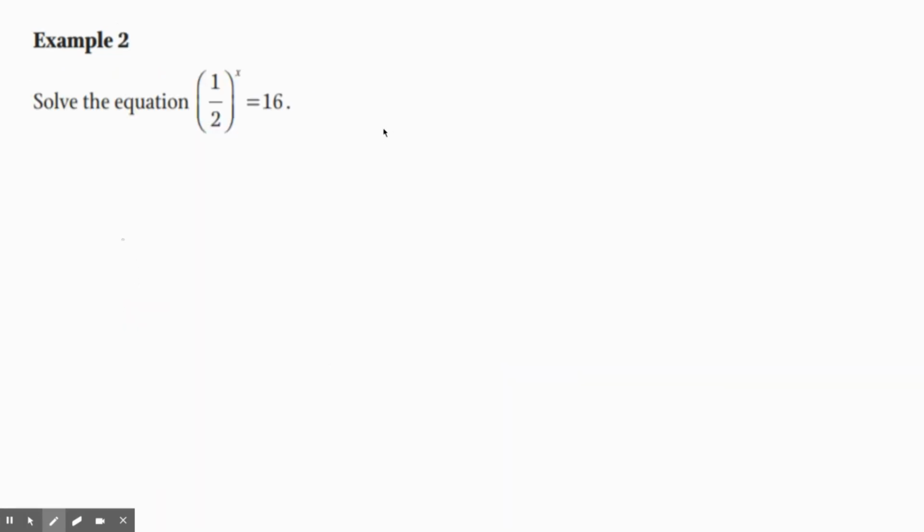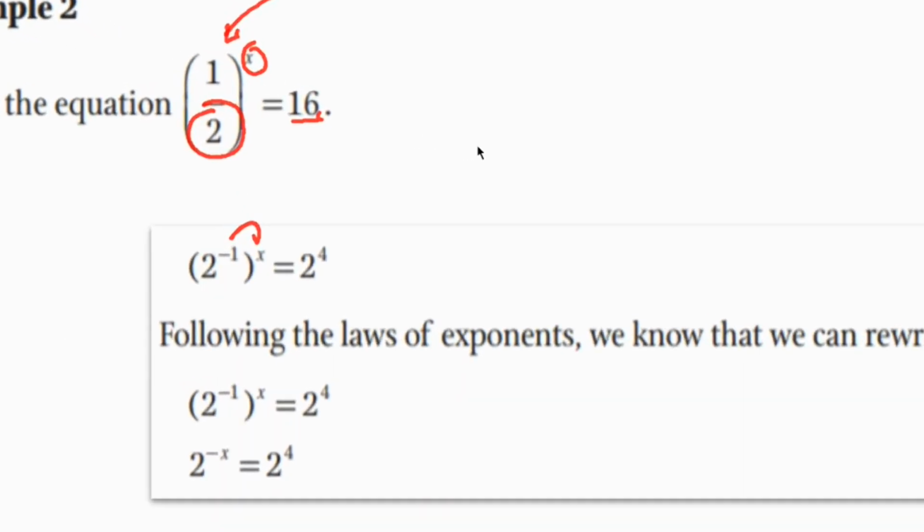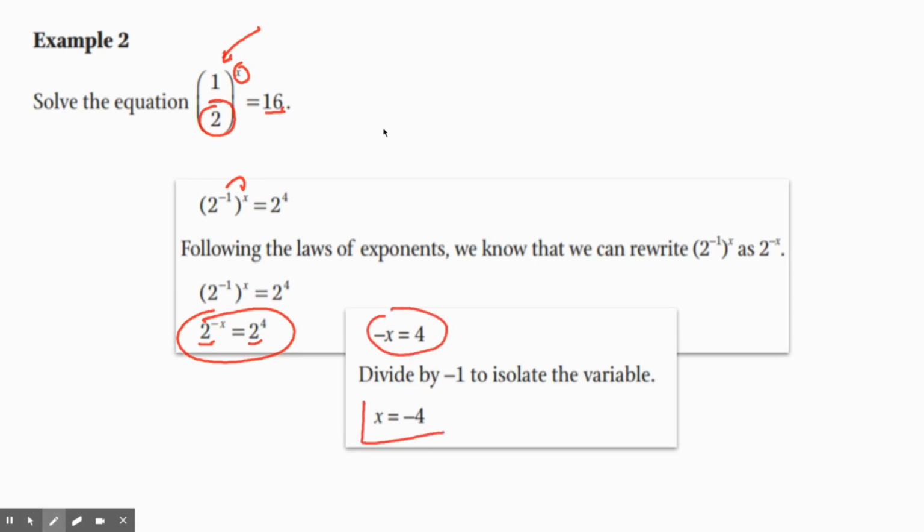Example 2, solve the equation: 1/2 raised to the x power equals 16. I could separate the two and make it 2 to the negative 1, and then raise it to the x power is equal to 2 to the 4th power. So now I have 2 to the opposite of x equals 2 to the 4th power. Now, because these two have the same base, I can set the exponents equal to each other, correct? So we got the opposite of x is equal to 4. Therefore, your final answer is x is equal to negative 4.